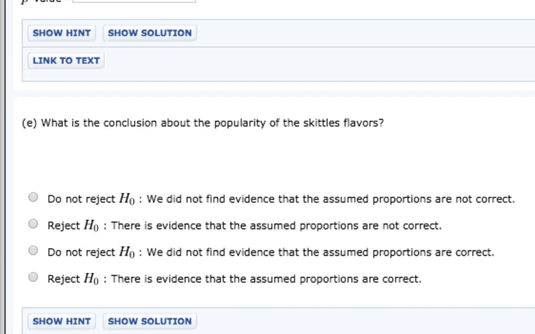In part E, what is our conclusion? Our p-value is greater than 0.05, so we fail to reject the null hypothesis. That limits us to options 1 and 3. When we fail to reject the null hypothesis, that means that there is not evidence in favor of the alternative. So there is not evidence that the proportions are different, or that any of the proportions are different. This is the first option. We did not find evidence that the assumed proportions are not correct.